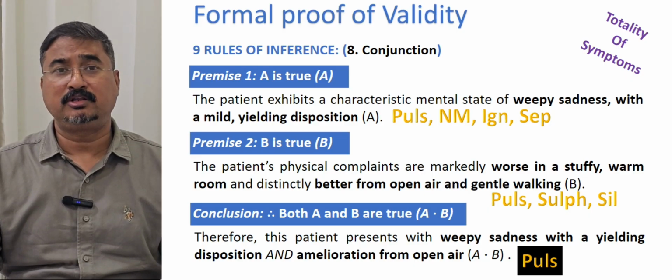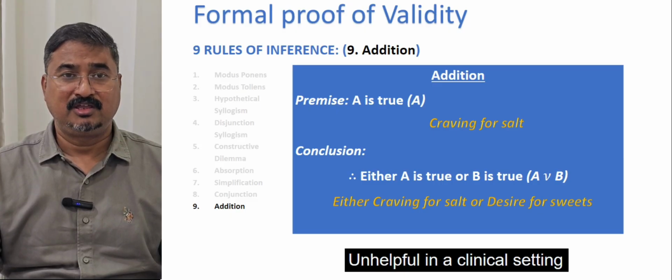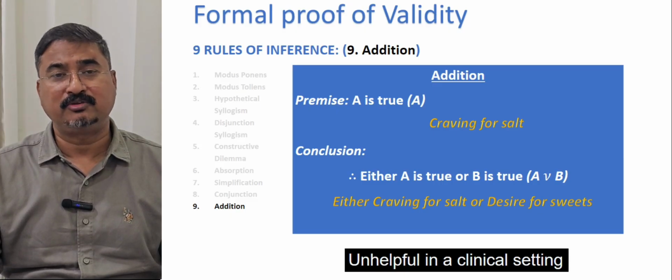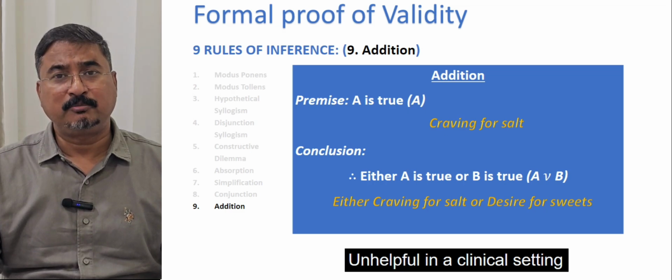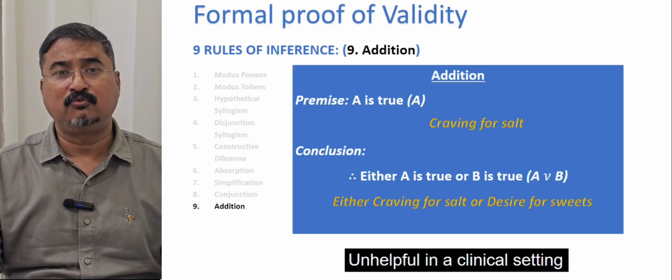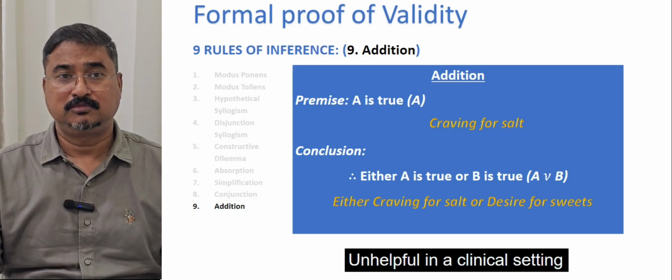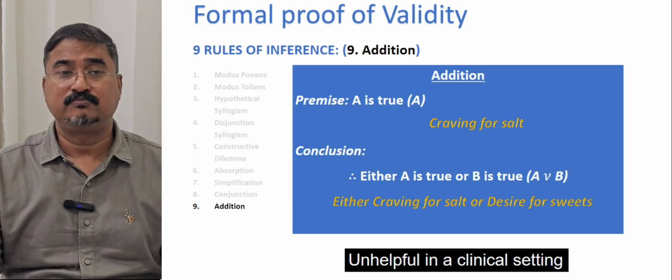Let us now consider the ninth rule of inference, known as the rule of addition. This rule is very simple. It tells us that if one statement is true, we can logically form a new statement by joining it with any other statement using the word "or." In symbolic form, the premise is A and it is true. Therefore, either A or B is true.